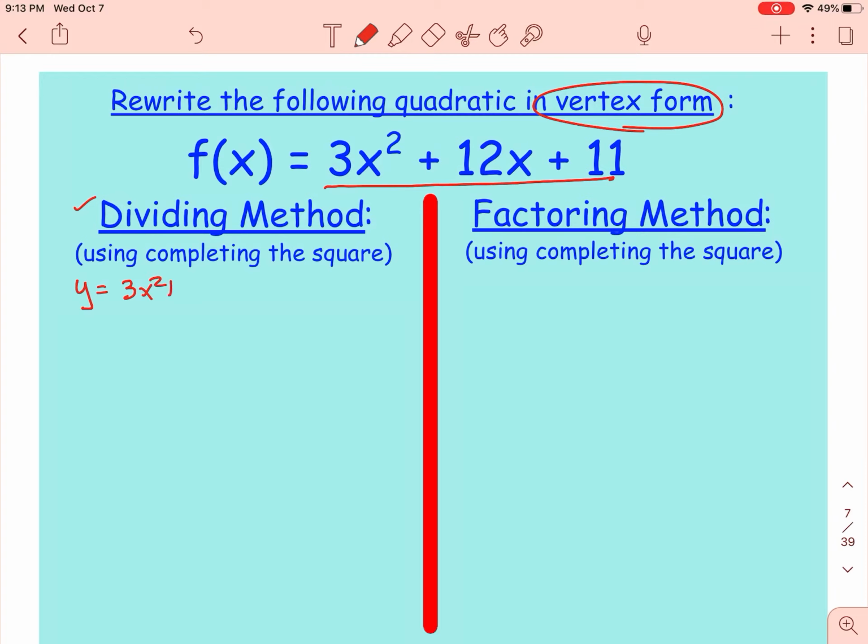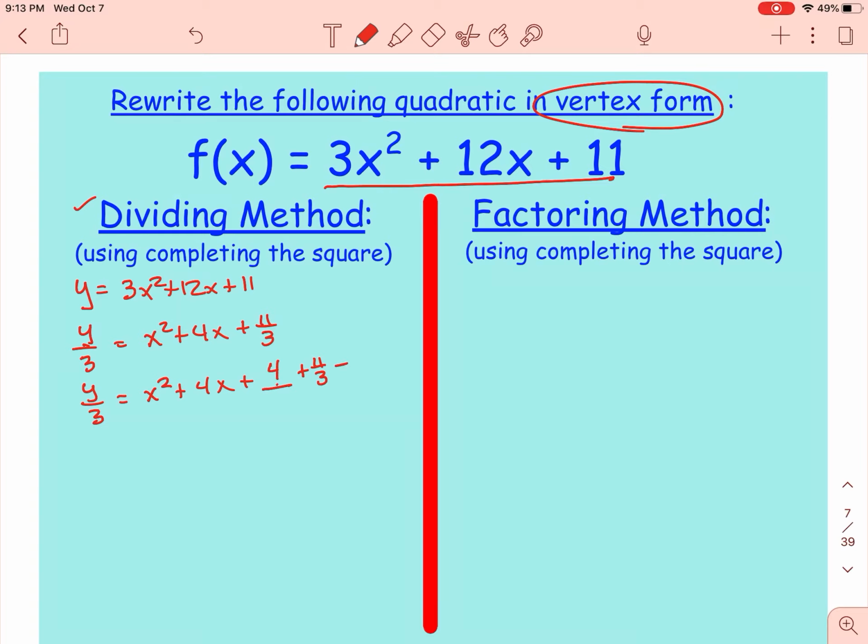We have y equals 3x squared plus 12x plus 11. And the dividing method means you have to get the x squared coefficient to be 1. So we divide everything by 3, and you get y over 3 equals x squared plus 4x plus 11 thirds. So now you have to go x squared plus 4x plus, well, it depends on whether you want to take the 11 thirds to the other side or not. I'm just going to leave it here on this side, plus 11 thirds, because I'm going to have to bring it back anyway. And then half the middle term, half of 4 is 2, squared is 4.